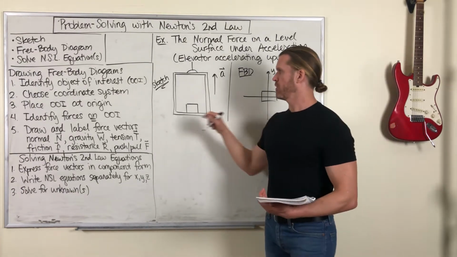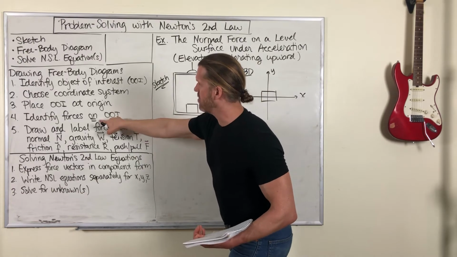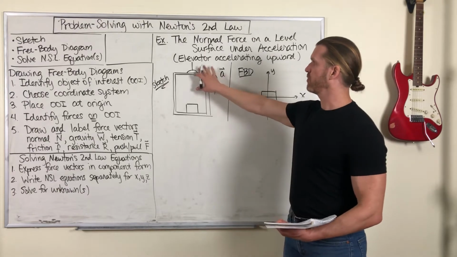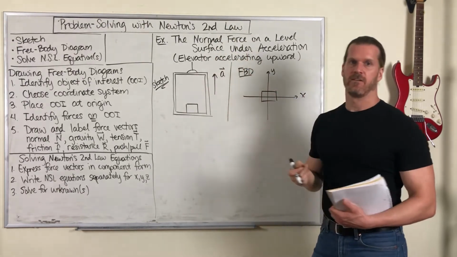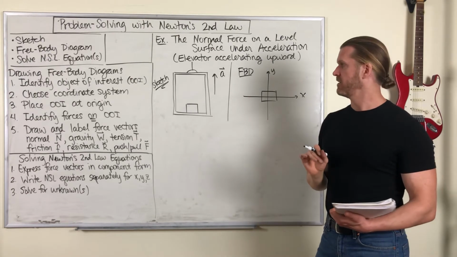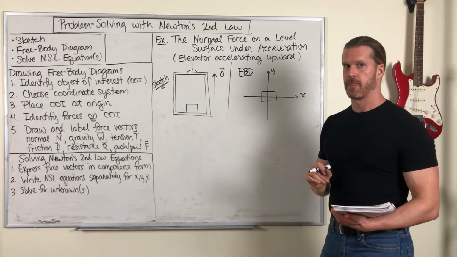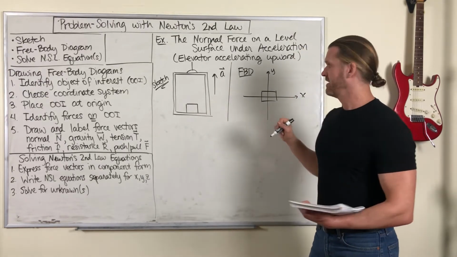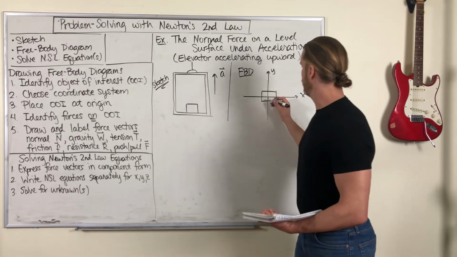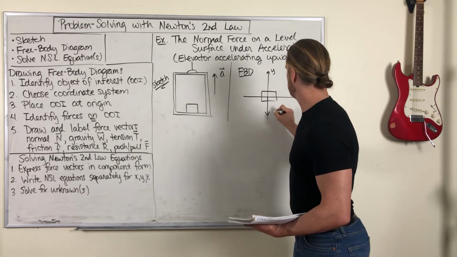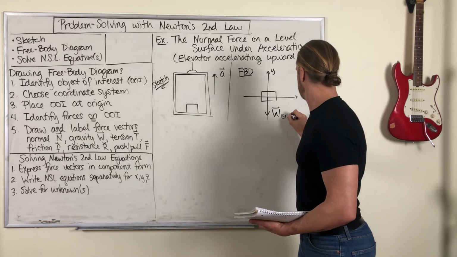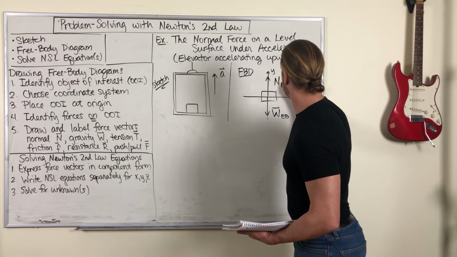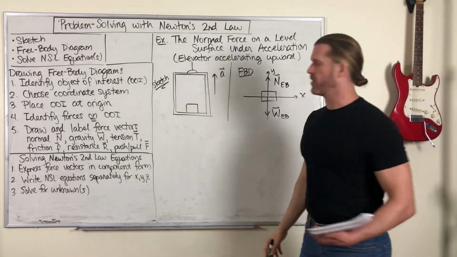So again, we only want the forces on the object of interest. So sometimes people get confused. They think, well, there's a force pulling on the elevator. That's true, but the elevator is not our object of interest. All we care about is what the box is experiencing. As far as the box is concerned, it only sees gravity and the normal force between the elevator and the box.